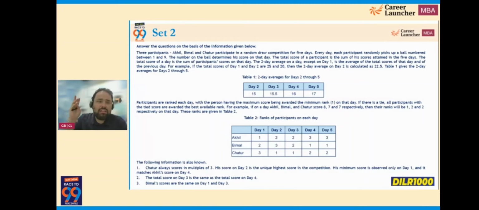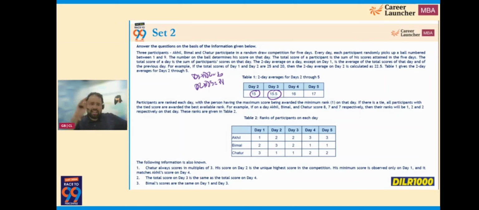Table 1 gives 2-day averages for days 2 to 5. Okay, lovely. So if the 2-day average at the end of day 2 is 15, meaning if the average of 2 days is 15, the sum will be 30. So day 1 plus day 2 is 30. Day 2 plus day 3 should be 15.5 into 2, which is 31. And I know I can go ahead and get day 3 plus day 4, day 4 plus day 5. Mind this in first class. Lovely. Good stuff. I think I've already gotten enough information.